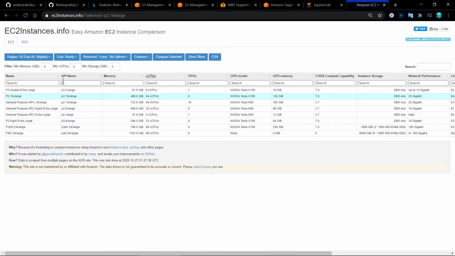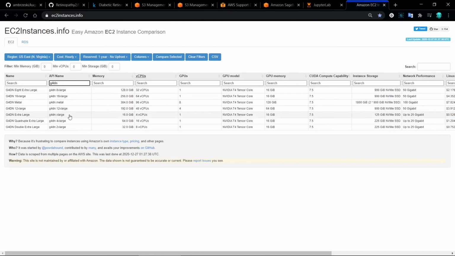Okay, let's just have a look. I have been using G4DN.xlarge because they really do not allow the others. You literally have to call them again and again, and this will not be available in all regions of AWS. Only in specific regions they allow these things. It has 16 gigs of memory, 4 virtual CPUs, and a 16 gigs NVIDIA T4 Tensor Core.